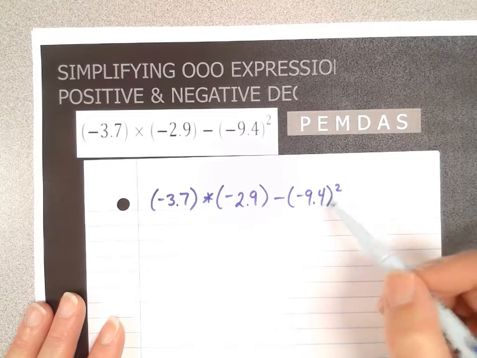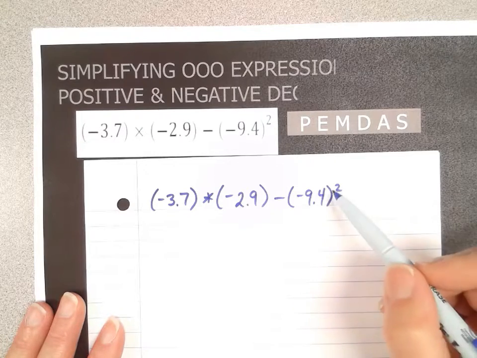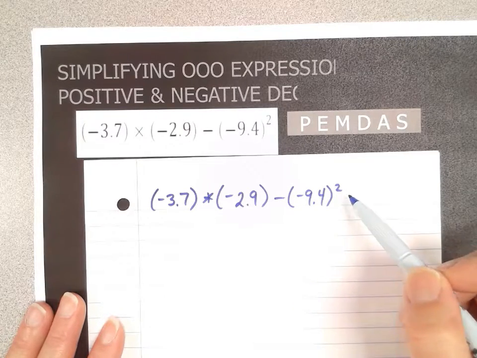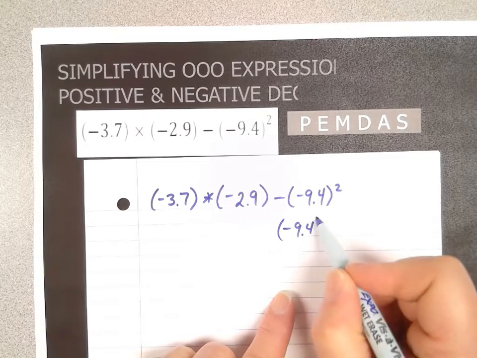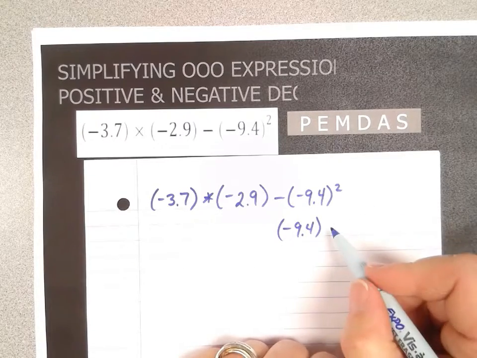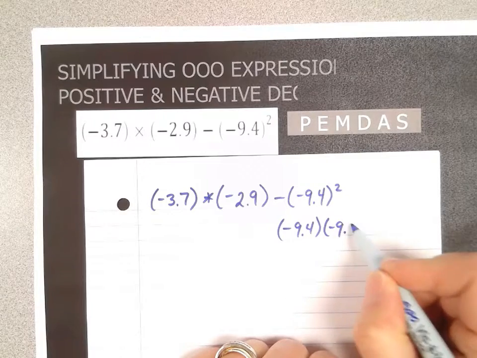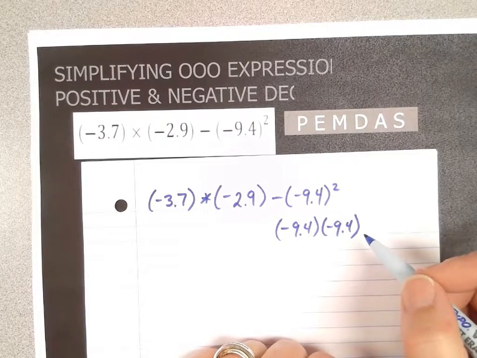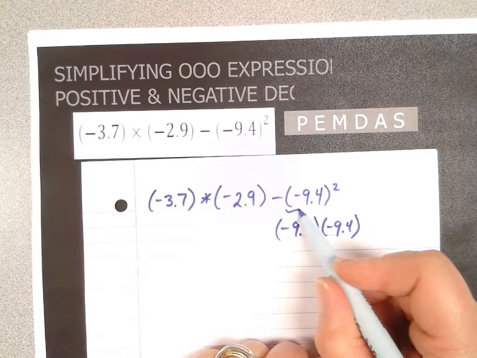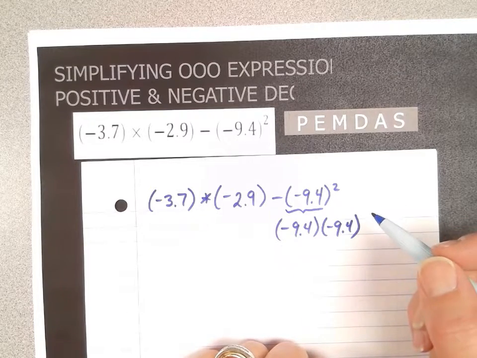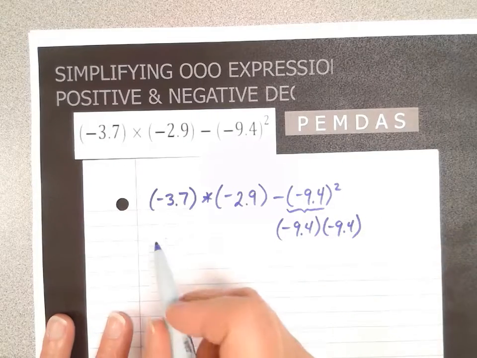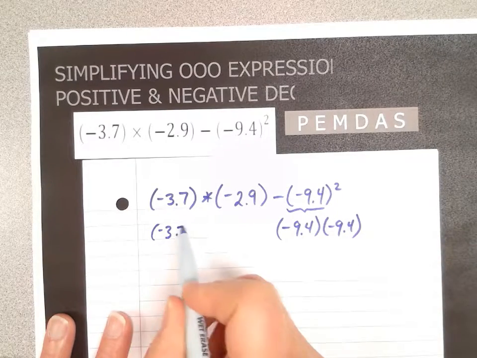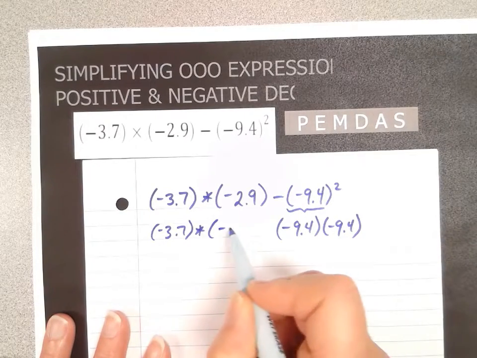Now notice there are parentheses with this exponent. That means everything in the parentheses is being squared. So to write this out in expanded form, I'd write it's a negative 9.4, and I'll show it as a quantity yet, and it's being multiplied by a negative 9.4. That's how we would show expanded form. This piece right here is being multiplied by itself. Off to the side I might have to simplify that in a minute, but for the meantime I'm going to bring everything else down.